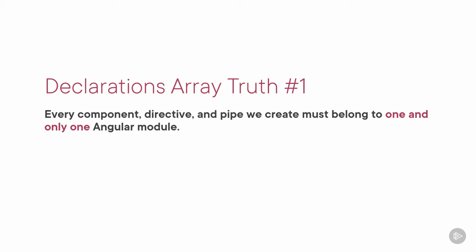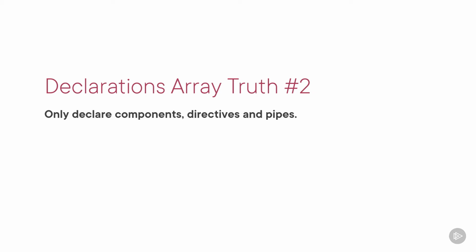It would be better to divide the components into multiple modules, with basic application pieces in the app module and feature pieces in appropriate feature modules. We'll do that a little later in this course module. As we separate out our pieces, it is important to remember that each component, directive, and pipe belongs to one and only one Angular module. Only declare components, directives, and pipes. Don't add other classes, services, or modules to the declarations array.